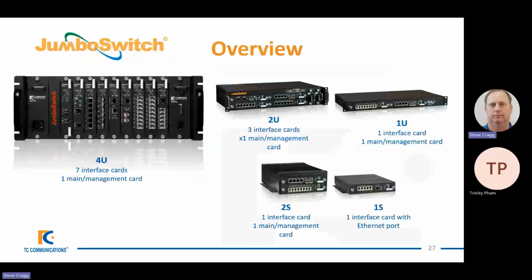Now, just quickly, I'm going to go through the JumboSwitch, just a couple of slides here. As I mentioned before, there is a wide variety of mounting options. Depending on the number of interface cards you require, you would use a 4U, perhaps a 2U for 3 cards, 1U, and then right down to those of you who have a single repeater or a single voting receiver at a site, where you can use a standard interface card.